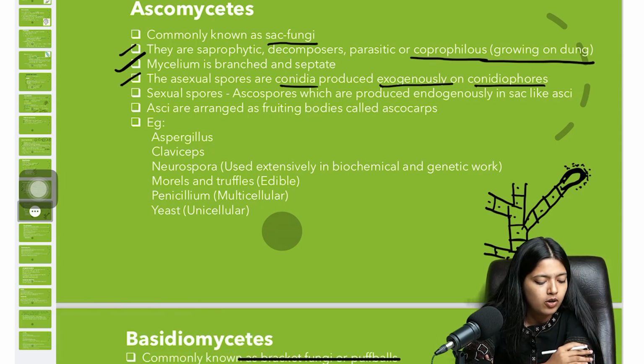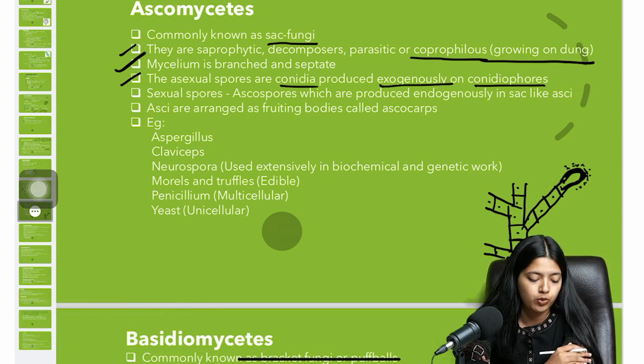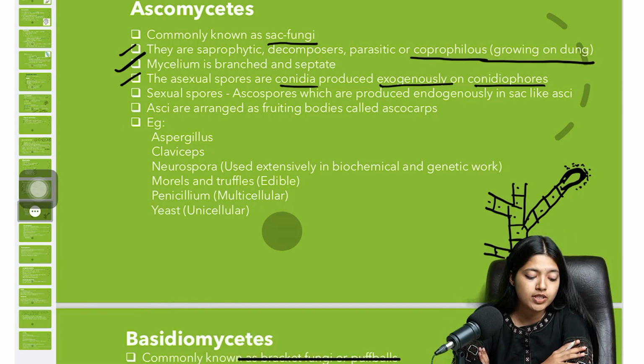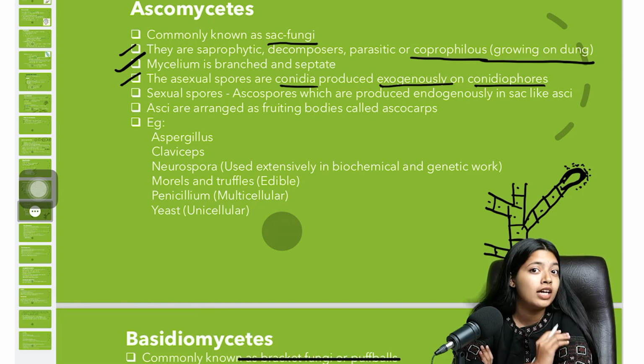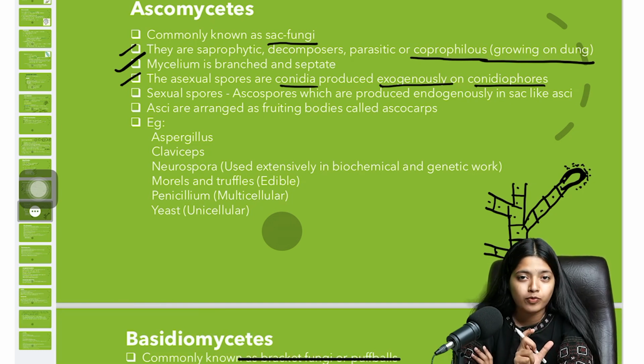Okay? Now, their sexual reproduction. Sexual spores are ascospores, which are produced endogenously in sac-like asci. So listen to the term asci. What was the name of the group? Ascomycetes. So now you know where the name came from.